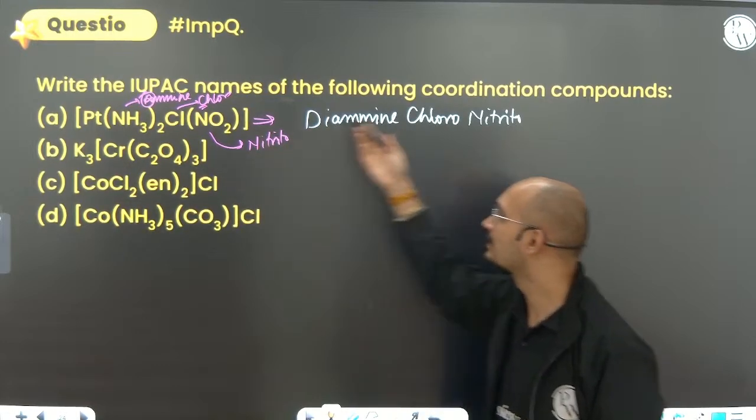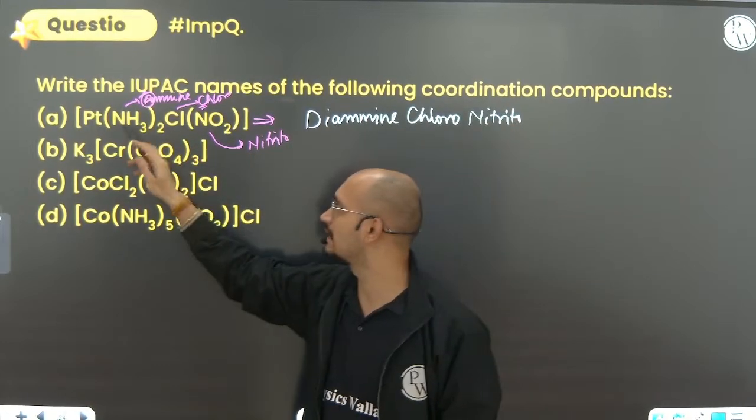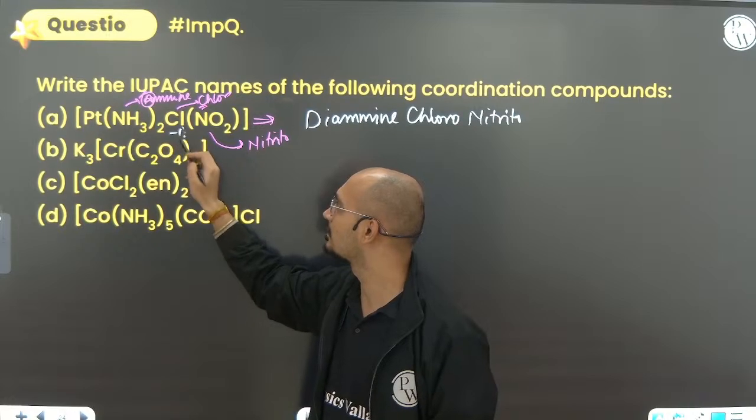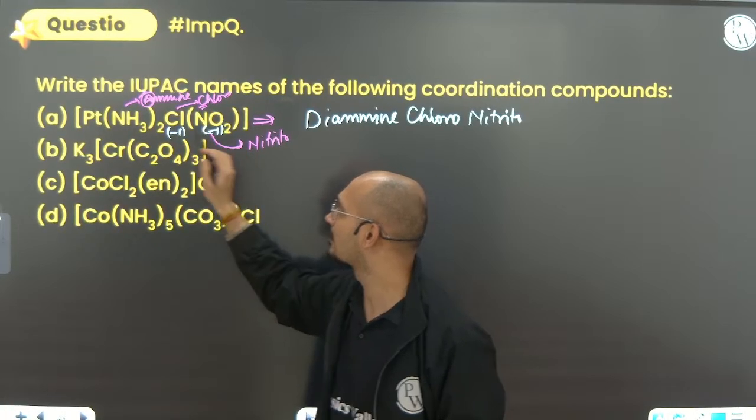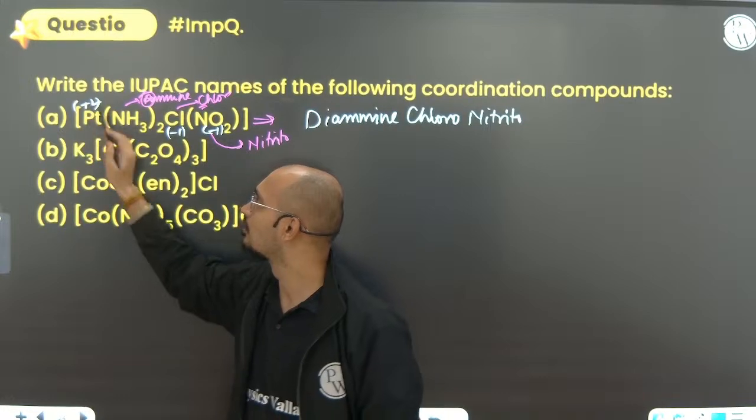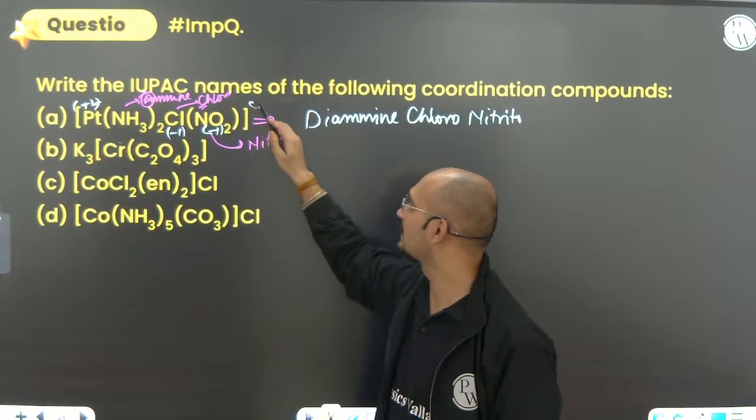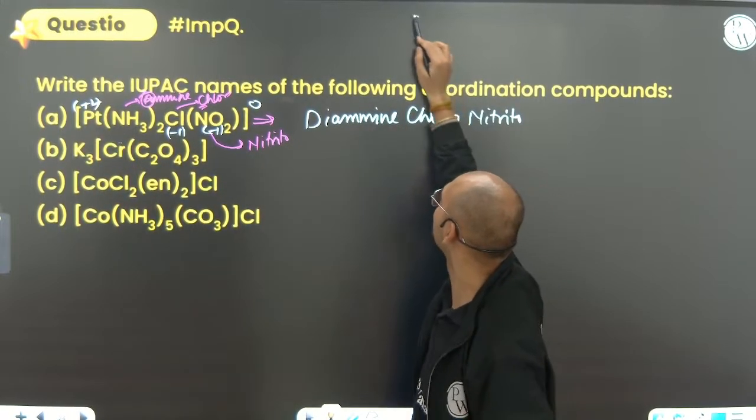Nitrito. Then what is the charge on platinum? Can you see here? Chlorine has the charge -1, nitrite has the charge -1. So platinum has the charge how much? +2. Because the overall charge is 0.